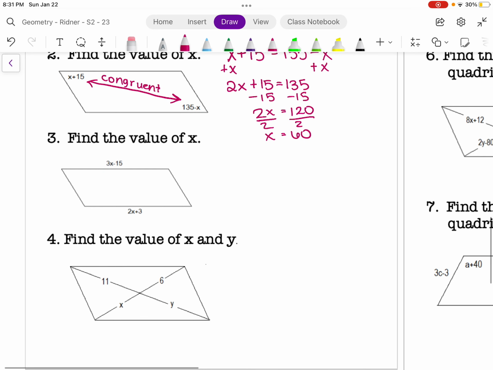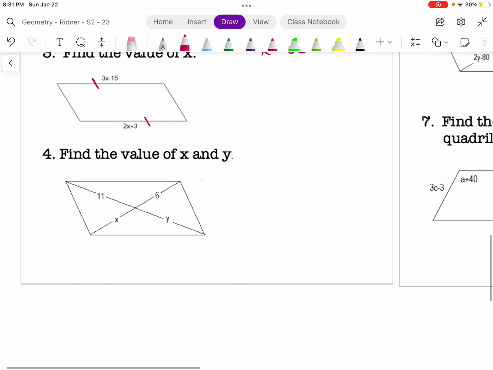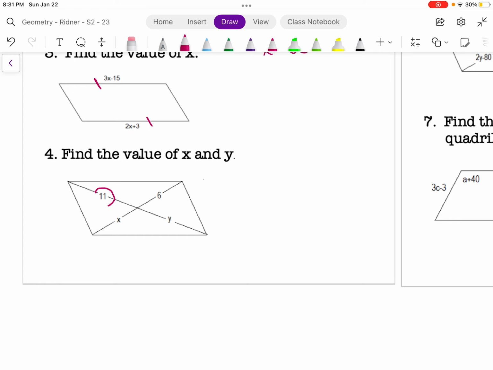3 is set up the same way. This is congruent to this. I'm going to leave that one for you to do on your own, but remember you can always go and check it in class notebook. As far as the diagonals go, since it bisects, that means it cuts it in half, meaning if this is 11, this is also 11. If this is 6, this is also 6. Easy enough.